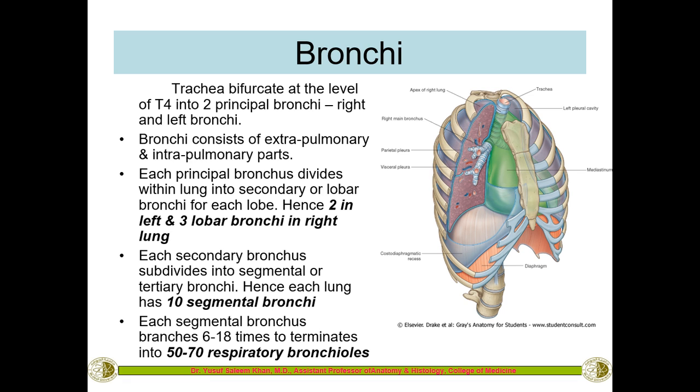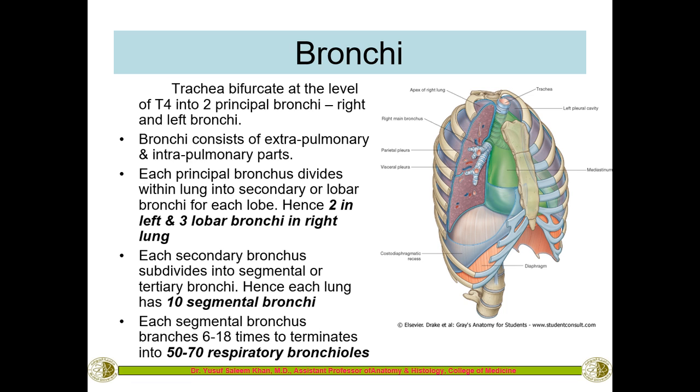These bronchi are extrapulmonary as well as intrapulmonary. Extrapulmonary is the part which is outside the lung and the pleura, and the intrapulmonary part is that part which is inside the lung and the pleura. Each principal bronchus divides within the lung into secondary or lobar bronchi. When the primary bronchi go inside, they divide into secondary or lobar bronchi.